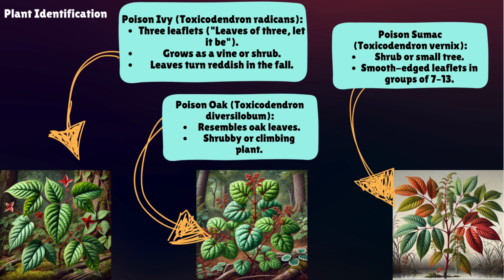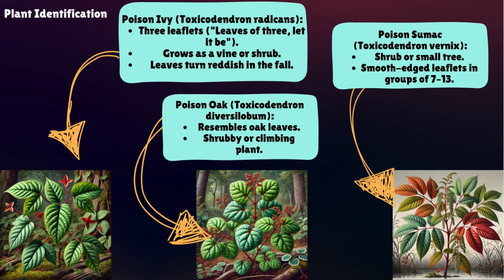Plant identification, a necessary skill. Let's now focus on identifying toxic plants, a skill vital for prevention and education. Here's how you recognize the usual suspects: poison ivy, Toxicodendron radicans. Look for 3 leaflets with smooth or slightly serrated edges. In autumn, the leaves take on a striking reddish hue. It can grow as a climbing vine or a shrub.